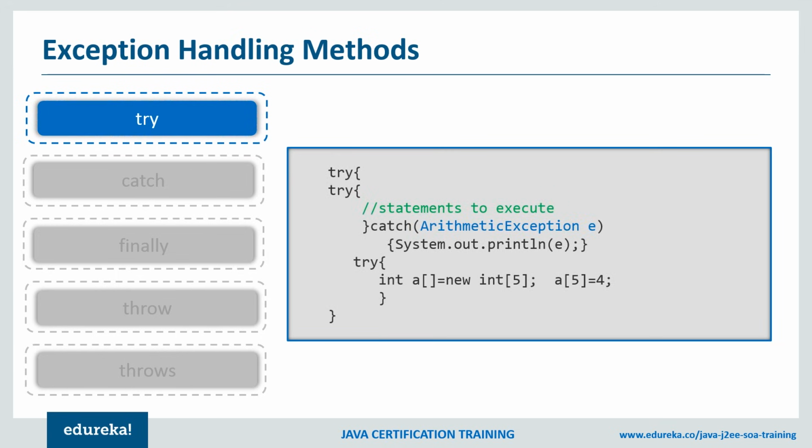Next, nested try. Nested try block is nothing but a try within a try block. For example, you can see here I have declared one try, and inside that I have created one more try catch, and there is one more try as well. So let's see a small example as how it works.